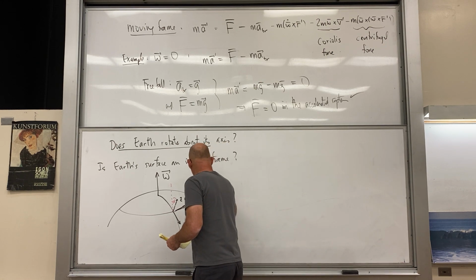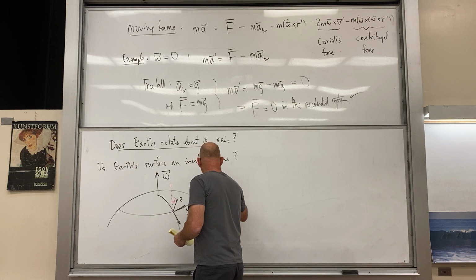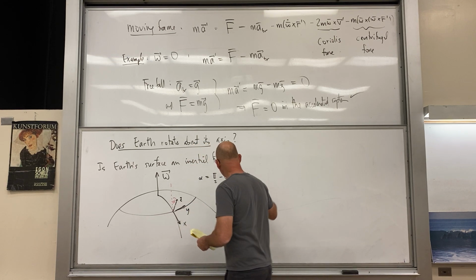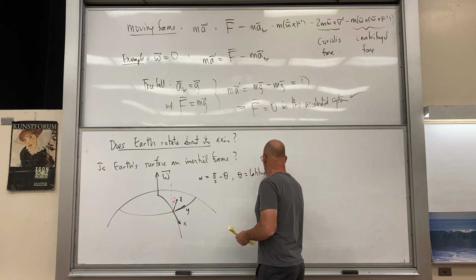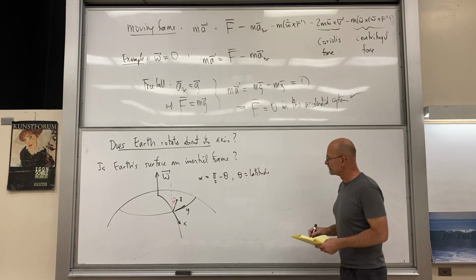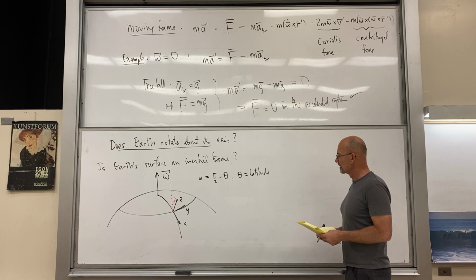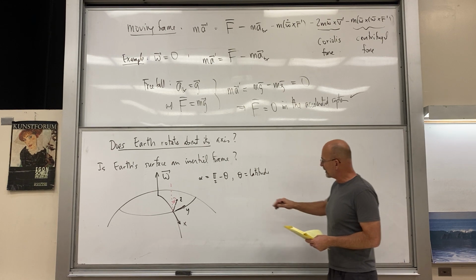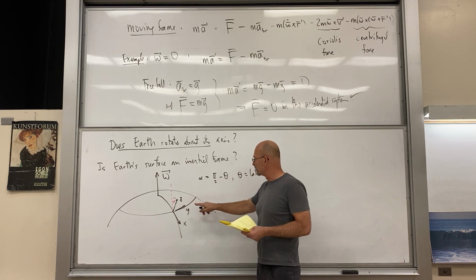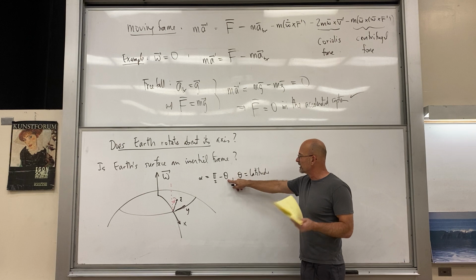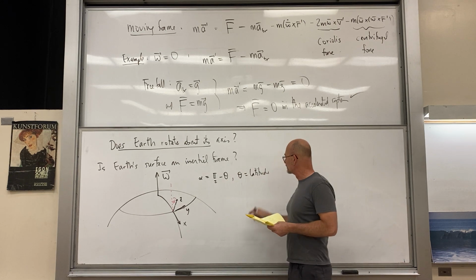And this alpha is just pi over 2 minus theta, where theta is the latitude in radians. So if you're at the equator, theta is equal to 0 and alpha is pi over 2, and if you're at the North Pole, theta is 90 degrees, pi over 2, and alpha is 0. So that's right.